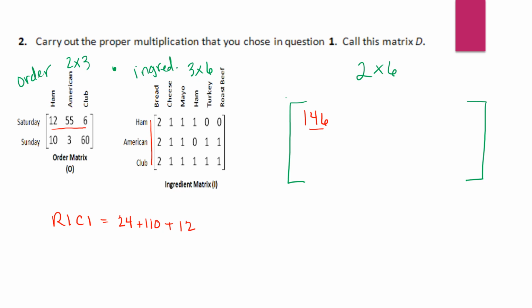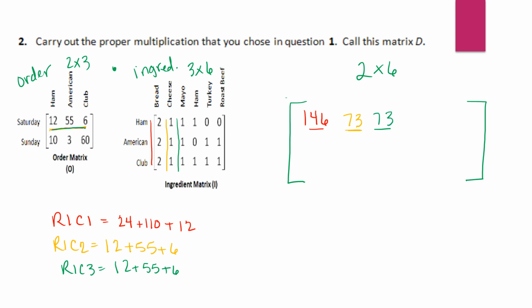There we go. Now I'm going to take row 1 and multiply it by column 2 to get row 1, column 2. Each of these are going to be multiplied by 1, so that'll be 12 plus 55 plus 6. So 12 and 55 is 67, and 67 plus 6 would give me 73. Now I'm going to take row 1 and multiply it by column 3. Row 1, column 3 is the exact same values as row 1, column 2: 12 plus 55 plus 6, which would give us 73.